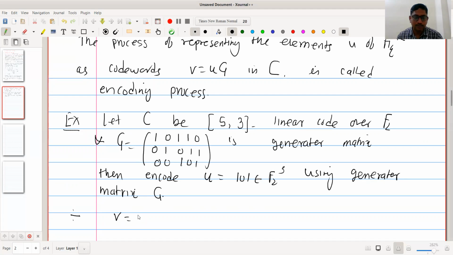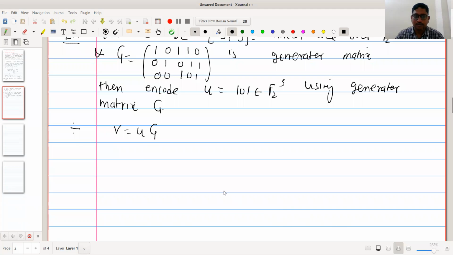So the encoding process is just like this: V equal to u into G. We want to encode this u as a V, encoding done in C. So you need to find this V. What is u? It is 101. What is G? It is given.